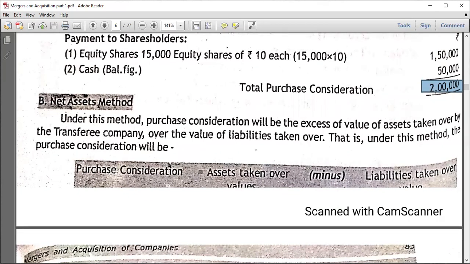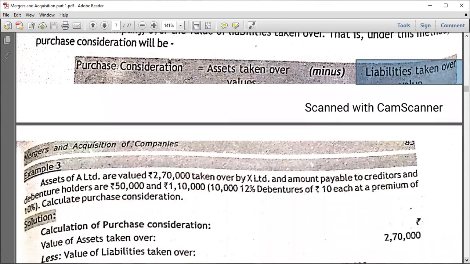Under this method, purchase consideration will be the excess of value of assets taken over. Please remember, you have to take only assets taken over by the transferring company, that is purchasing company, over the value of liabilities taken over. When you're calculating PC under net asset method, you have to take assets taken over and liabilities taken over. So assets taken over minus liabilities taken over will be the purchase consideration under net asset method. Look at the formula. Purchase consideration is equal to assets taken over minus liabilities taken over. Done.